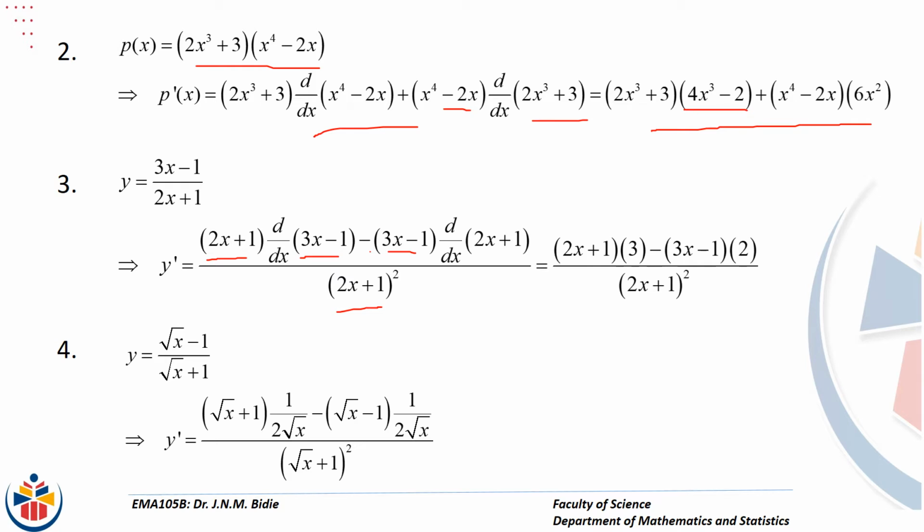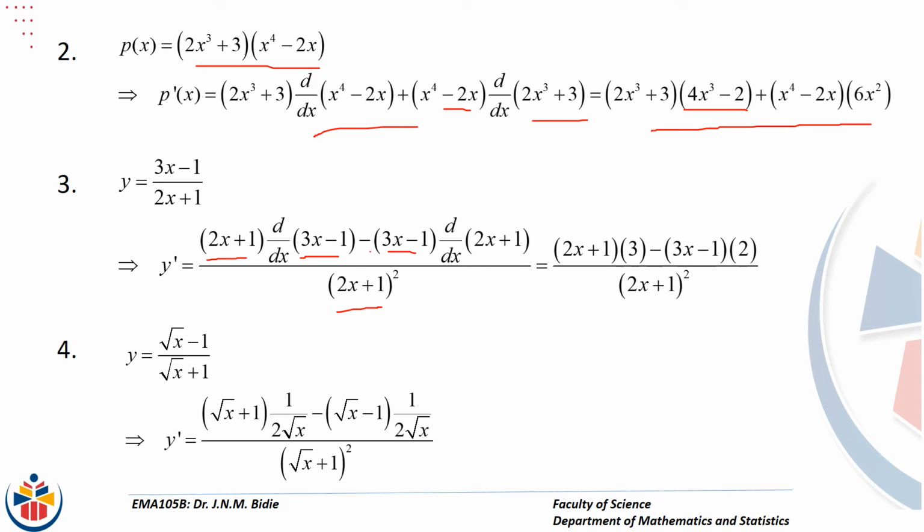First bracket, 2x plus 1, no change there. You multiply by the derivative of 3x minus 1, which is 3, minus the second bracket, or the numerator, which is 3x minus 1, times the derivative of 2x plus 1, which is 2. All of that divided by the denominator squared. Note, the denominator squared is not a derivative. You just square your denominator and you leave it as that.